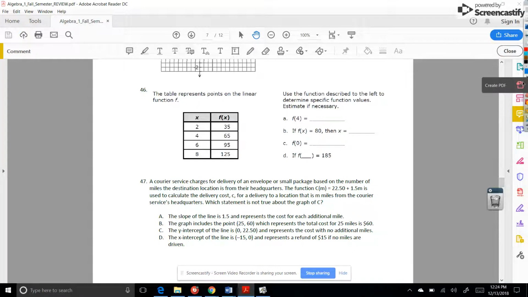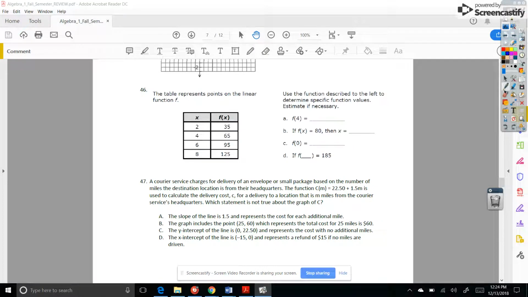The table represents points on a linear function. What's f of 4? So again, if the x value is 4, what's the y value? So we're getting that right from here. If f of x is 80, so that's a y value, then what's the x? We're going to have to do some work to find that one. We'll come back to that one in a second.